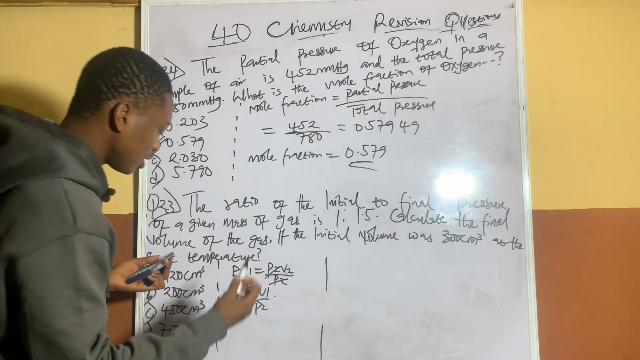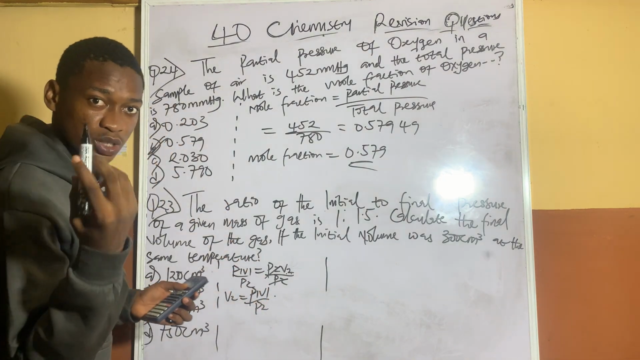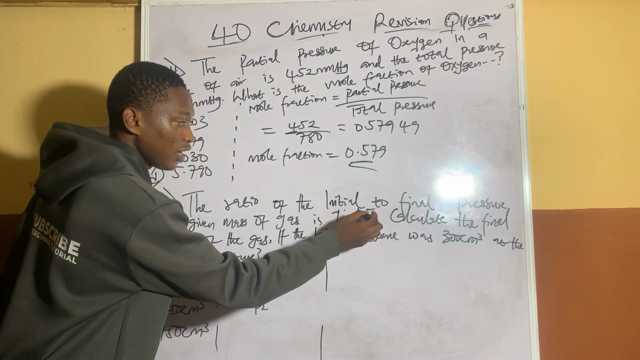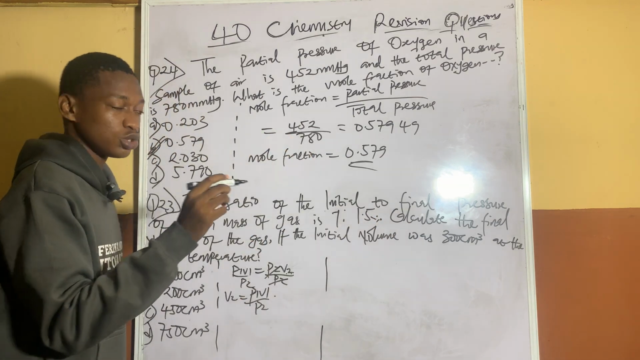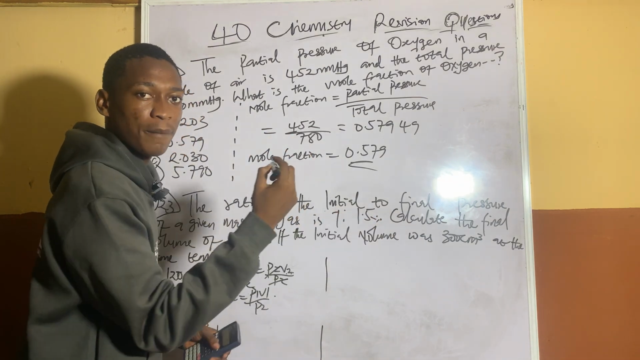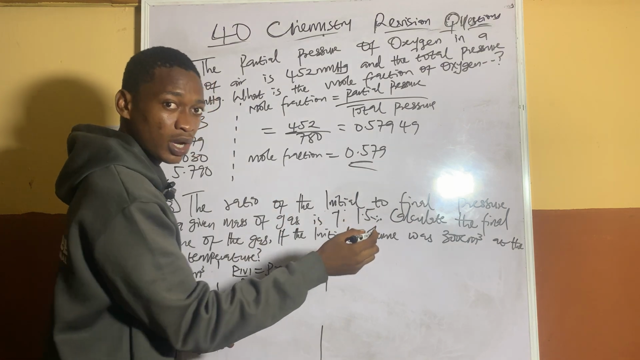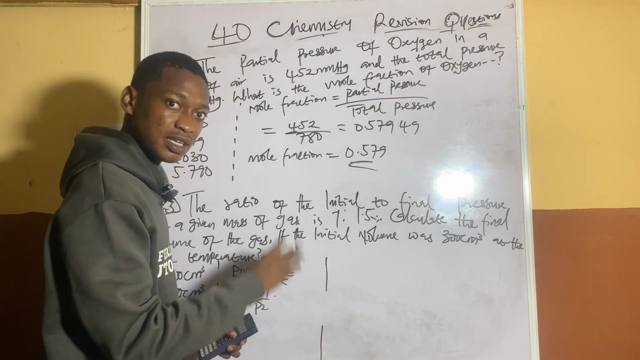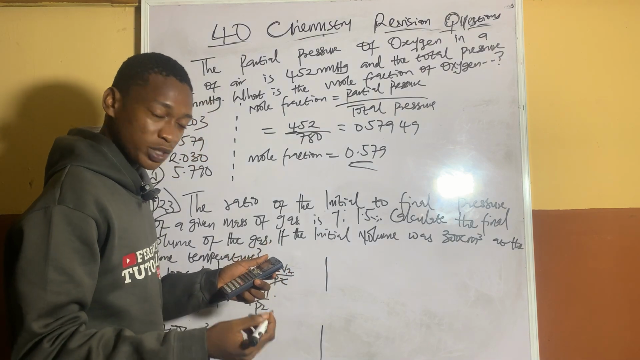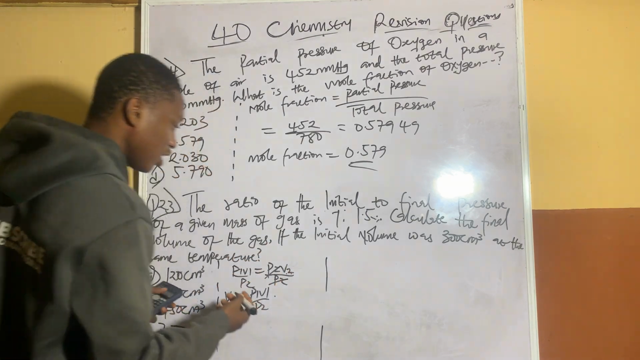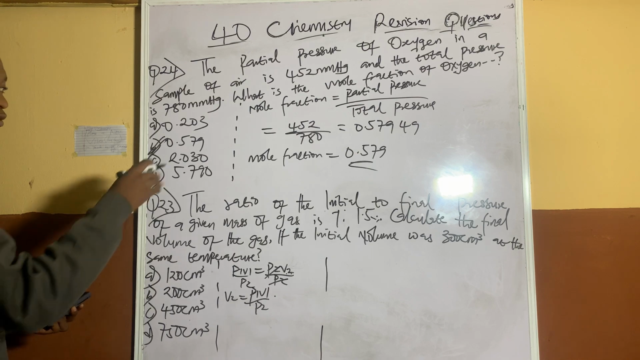So in this scenario, if you want, you can use P1 as 1 and P2 as 1.5. You will get the same answer as I'm going to get. Someone else should use P1 as 2 and P2 as 3. You still get the same answer. Another person should use P1 as 4 and P2 as 6. You still get the same answer, because when you divide them, you get 1.5.